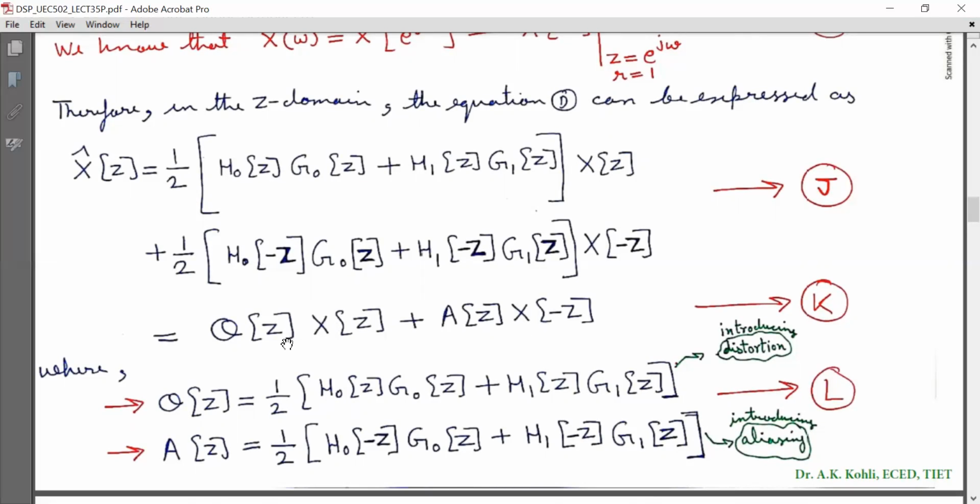But what is Q Z? Q Z is equal to 1 by 2 bracket H naught Z G naught Z plus H1 Z G1 Z. This transfer function just introduced distortion. Now A Z is 1 by 2 bracket H naught minus Z G naught Z plus H1 minus Z G1 Z. This transfer function introduced aliasing. So this introduced distortion, this introduced aliasing. Very important. Mark this as equation L.